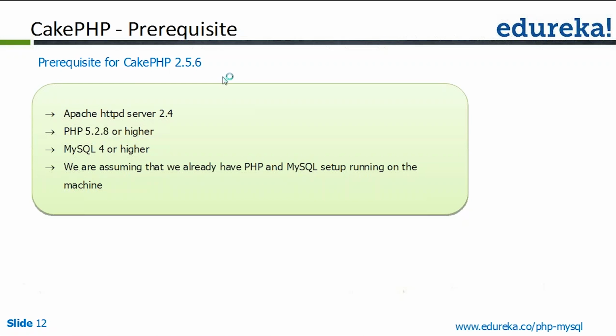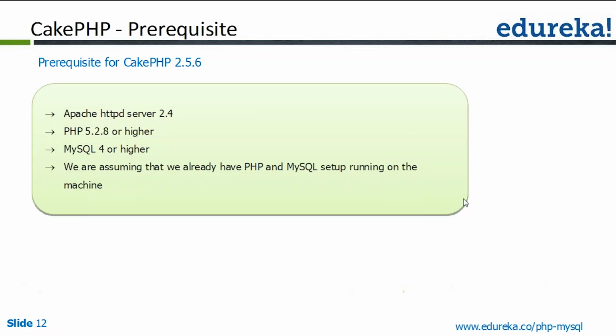Let's continue with the slides. Here are some of the things that we'll be using with CakePHP. CakePHP version 2.5.6 we'll be using, Apache version would be 2.4, and PHP version would be 5.2.8, or it can be higher, any version, but it should be PHP 5 plus. It should not be PHP 4 or PHP 3. And MySQL 4 or higher would work with CakePHP.